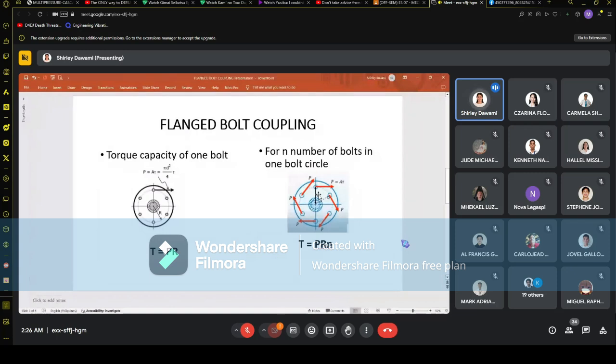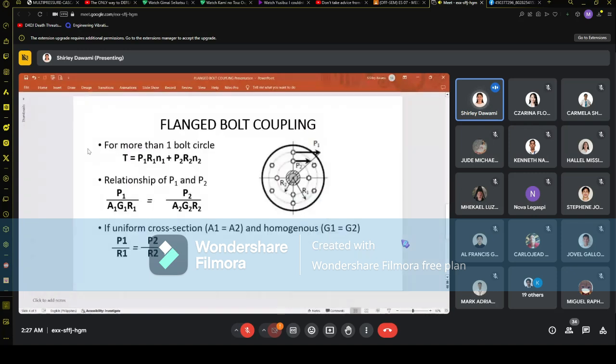So you also have to remember that the capacity of the coupling, or the torque capacity of the coupling, will depend on the maximum shear load that each bolt can carry. The torque capacity depends on the maximum shear load that the bolt can handle.